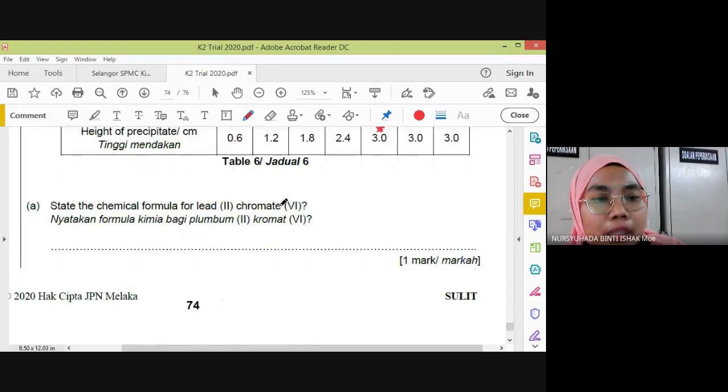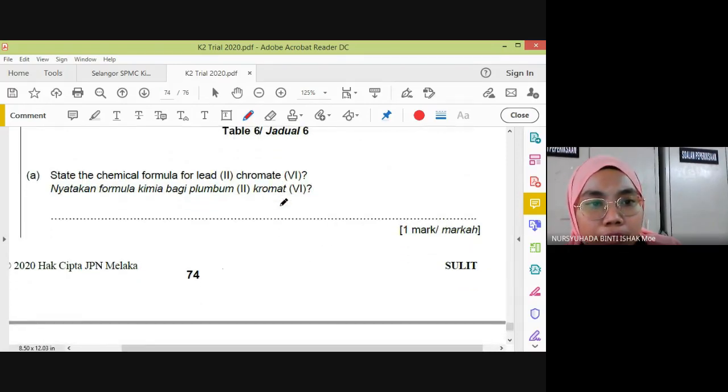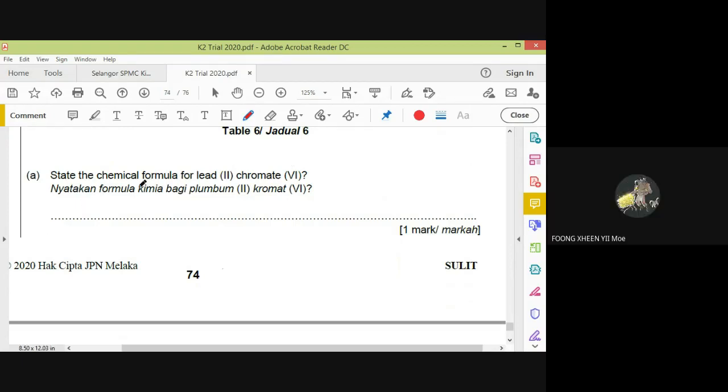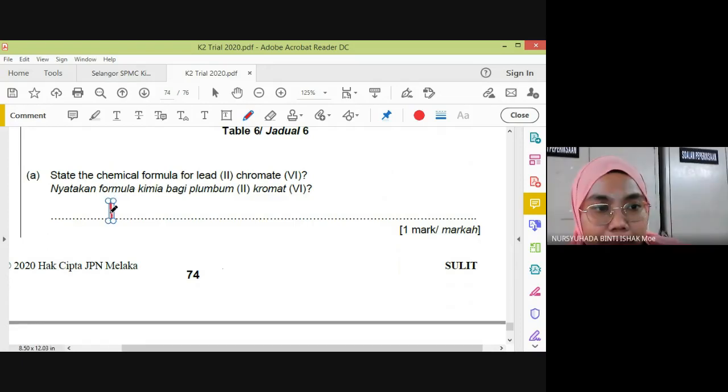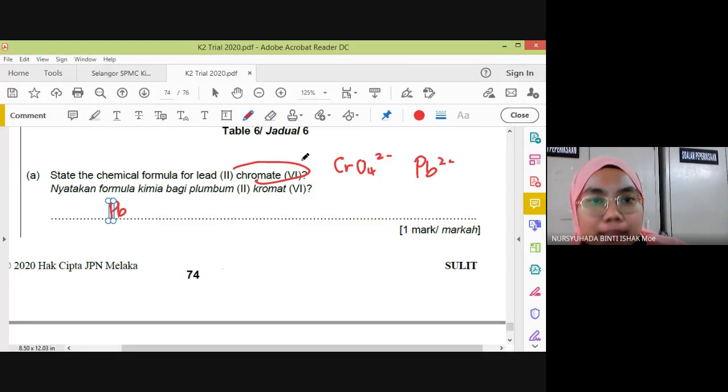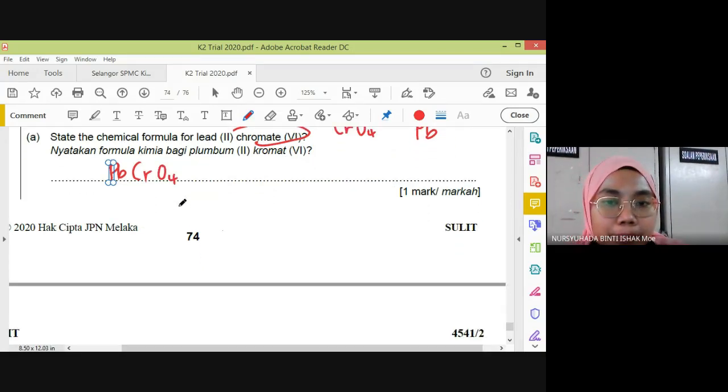Okay, state the chemical formula for lead(II) chromate(VI). Okay, chromate ni apa? Dia punya ion CrO4 2 minus, Pb 2 plus. So bila kita combine, jadi PbCrO4, lead(II) chromate(VI).